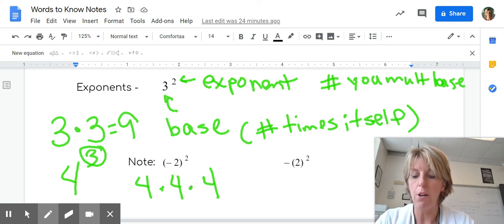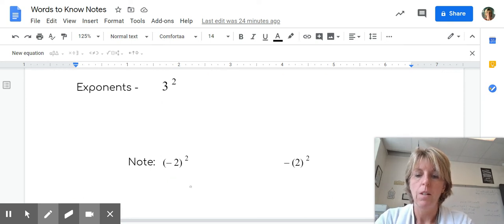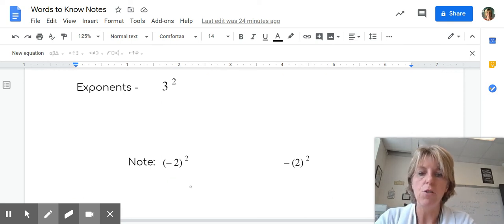Okay, now where you have to be careful is things like this. Negative 2 squared. The difference between those two, we've got negative 2 squared and negative 2 squared. So one, the negative is on the inside, one, the negative is on the outside.